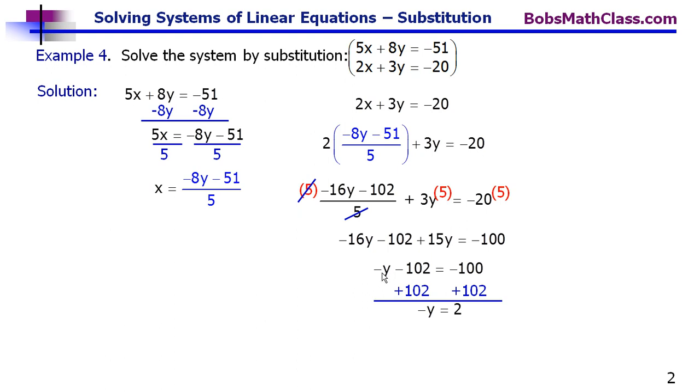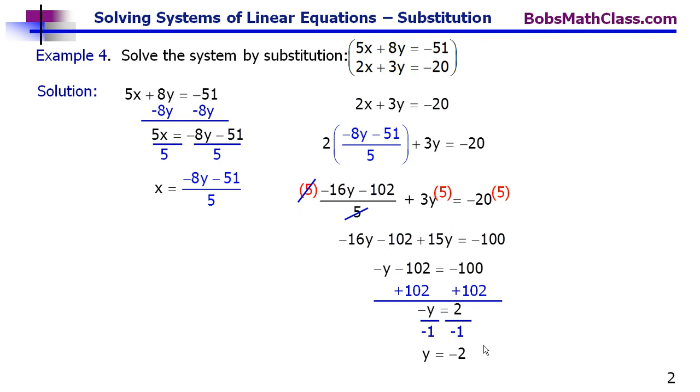Now don't forget about this negative. A lot of times people forget about the negative in front of it, but not you. So divide by -1 to get the y by itself. So y is equal to -2.